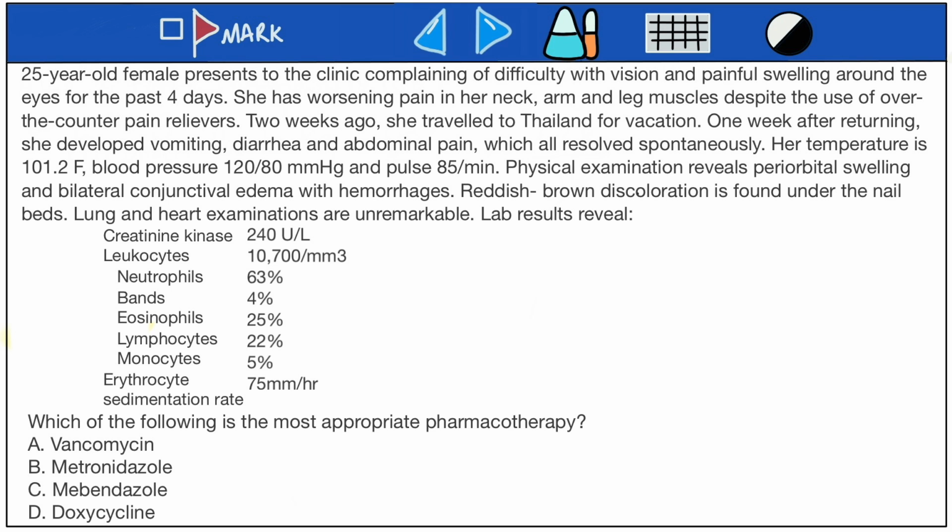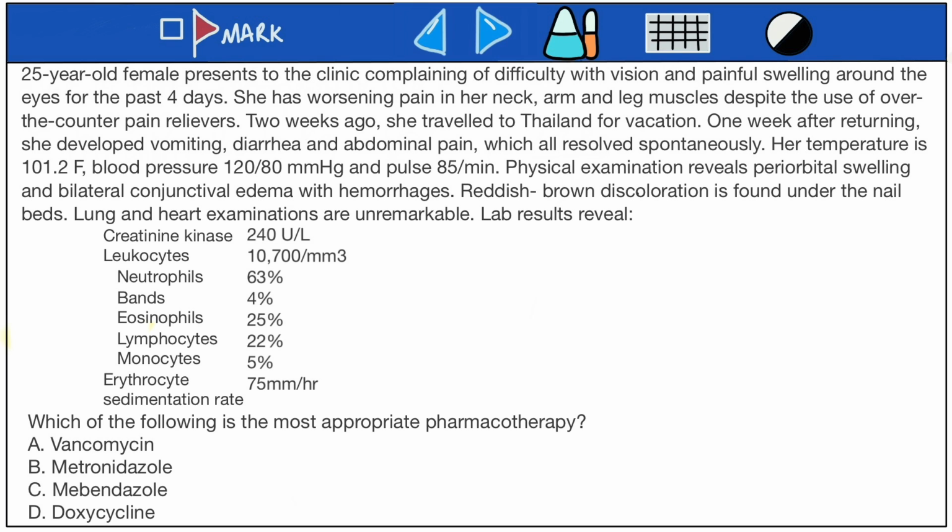A 25-year-old female presents to the clinic complaining of difficulty with vision and painful swelling around the eyes for the past 4 days. She has worsening pain in her neck, arm, and leg muscles despite the use of over-the-counter pain relievers. 2 weeks ago, she traveled to Thailand for vacation. 1 week after returning, she developed vomiting, diarrhea, and abdominal pain, which all resolved spontaneously.